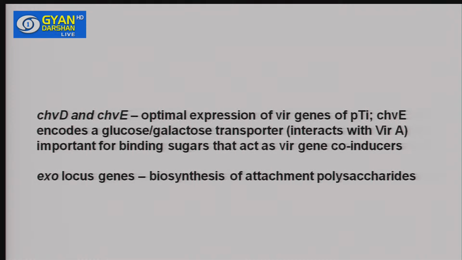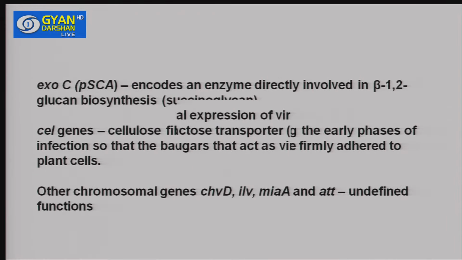CHVD and CHVE help in the optimal expression of vir genes. I have not come to vir genes yet, but you have seen that there is a virulence cassette outside the T-DNA region, and in that stack of virulence genes, there are 8 virulence genes working in the form of an operon, that is virA to virH: virA, B, C, D, E, F, G, H. These vir genes are also regulated by CHVD and CHVE. In addition, there is an exo locus gene which helps in the biosynthesis of attachment polysaccharides.